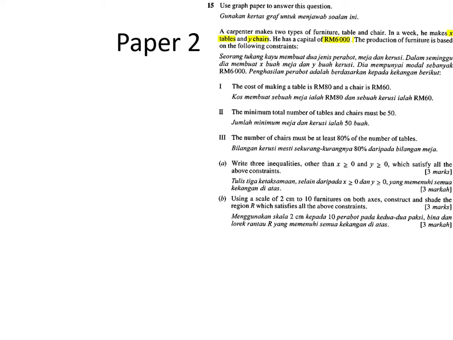The production of furniture is based on the following constraint. The cost of making a table is 80 and a chair is 60. So one table is 80x. So we have to consider how many tables. That is the total cost. One chair is 60. So we have to consider again how many chairs will be made here, right? And the total cost cannot be more than 6,000. Now, let us look at the second one.